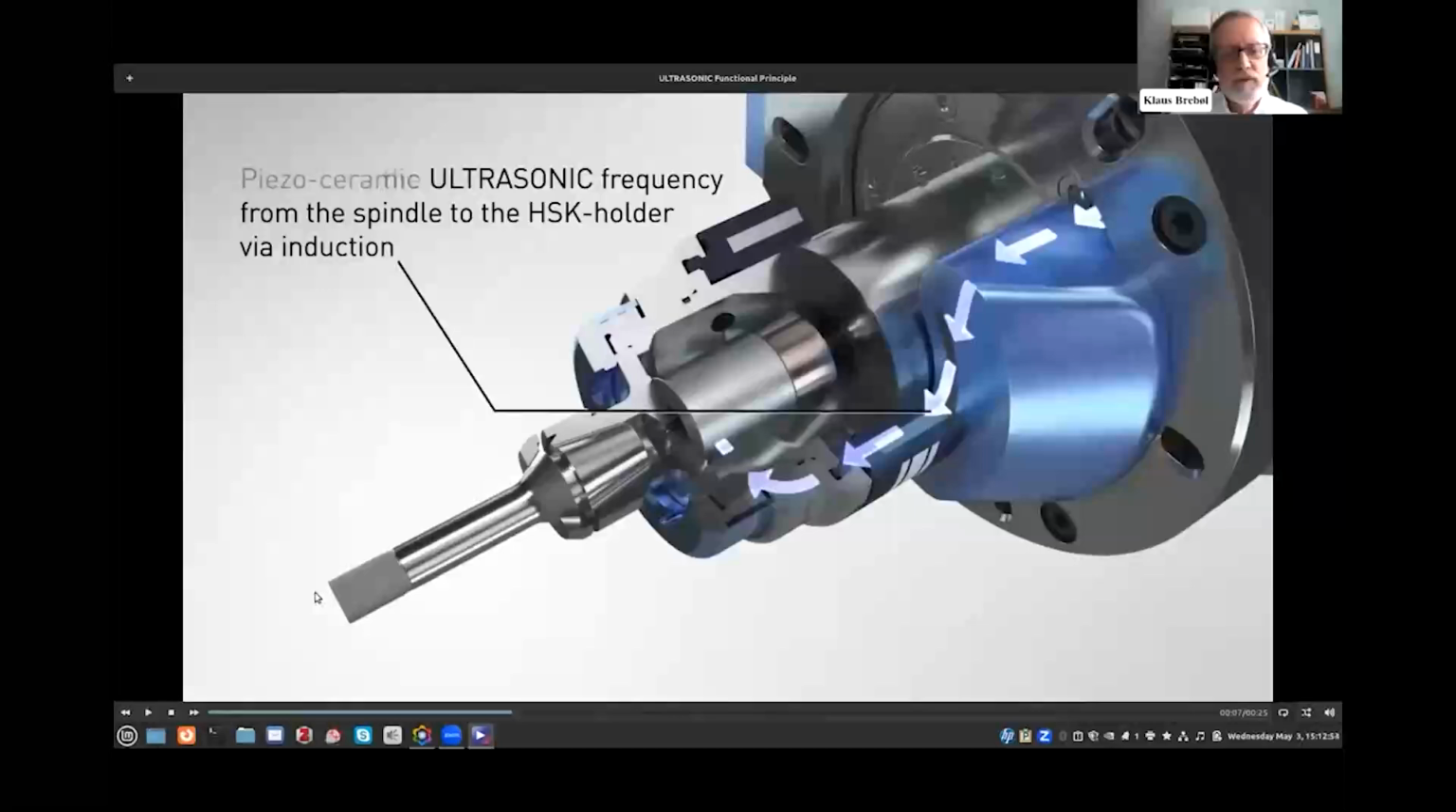So, just to repeat, the tool is being rotated by the spindle here, with an ultrasonic power transducer that will vibrate the tool, and then a power supply coming in through a rotating transformer, stationary winding, rotating winding, and the power flows into the transducer.